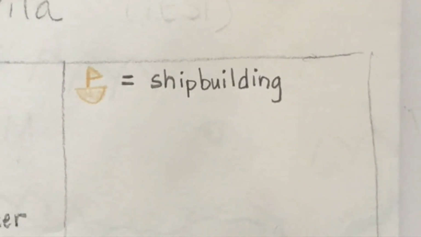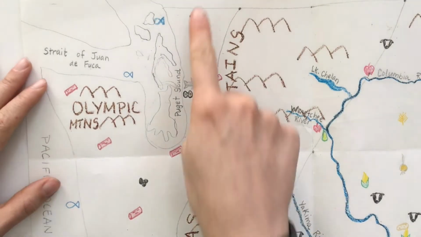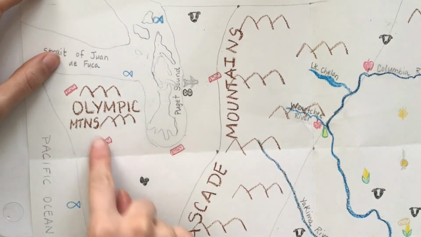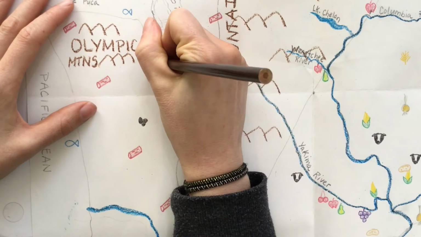What side of the state do you predict that shipbuilding will take place? If you guessed the western side, you're correct. The side with all of the timber industry. So it's actually right here in the Puget Sound.